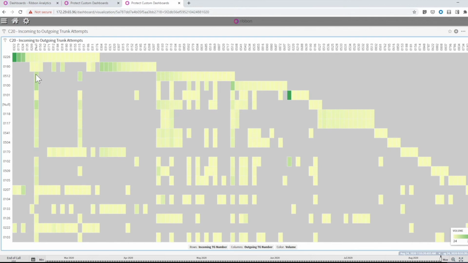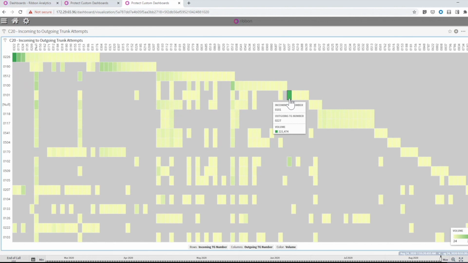So we do see our 0226 trunk group again that has quite a bit of call volume going in, and it's actually going out 0322. The next highest one is the trunk group 0101, and it's actually going out 0227. So that's where you want to focus.